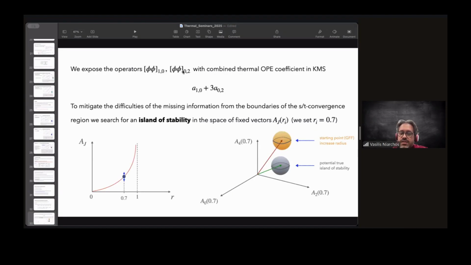We expose again this combination of A10, A02, and then we look for an island of stability. And we do that dynamically in the following way. So in our four-dimensional space, we have four unknown tail functions evaluated here at 0.5. Remember, we try to find the point where we supply fixed datum here, the value of the tail functions, and it has to be such that the optimization is stable. So the way we do it is basically we start from the GFF value. We know that that's not the right value, okay?